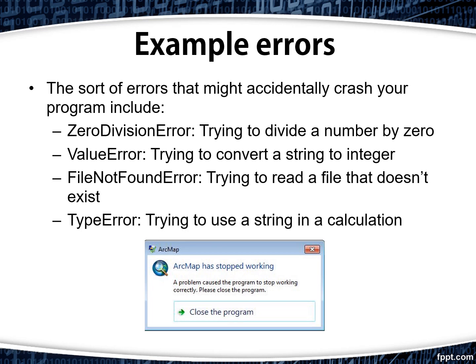A type error is the final one that we'll look at, where you're trying to use a string, for instance, in a calculation, or the wrong type, essentially, for what you're trying to do. It should be noted that there are other types of errors as well, but these are the ones we're going to have a deeper look at.